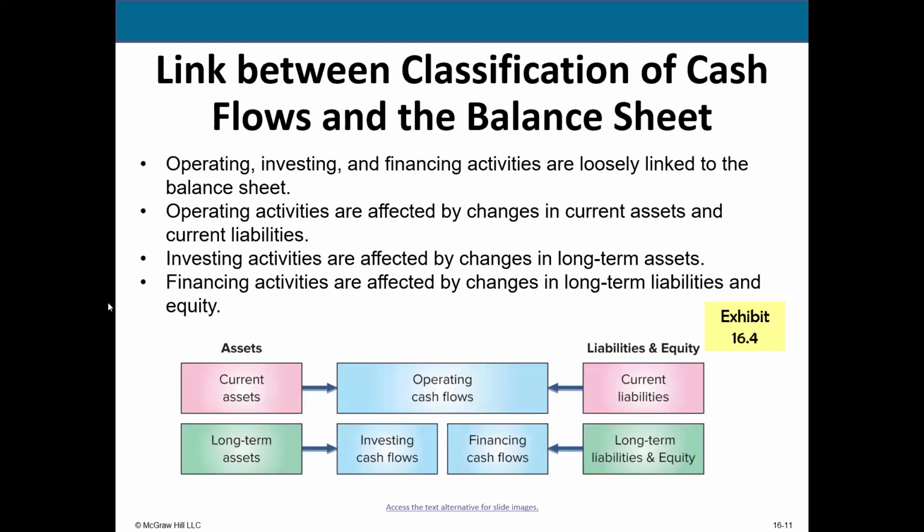Now, how is the statement of cash flows linked to the balance sheet and ultimately to the income statement? Think about it this way. It's linked to the income statement because net income is linked to the balance sheet as a form of retained earnings. That retained earnings can be used through cash to finance the business. Possibly, sure. But look at it this way.